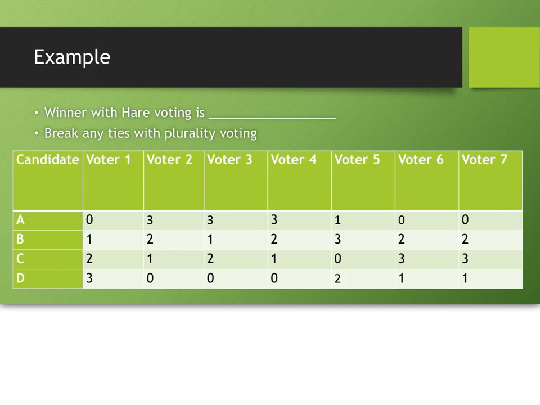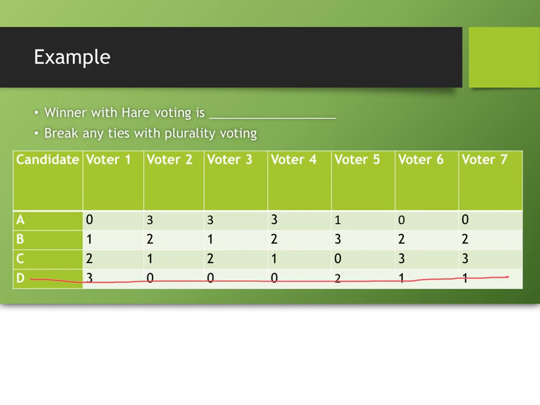How about with the Hare system? We're going to break any ties that we have with plurality voting, or if we can't get plurality to work, we'll jump to the next thing of counting points. So push pause, try to do the Hare voting system on this. All right, least preferred: candidate D to start out with. Candidate D only summed a total of 7 points, so that's least preferred.